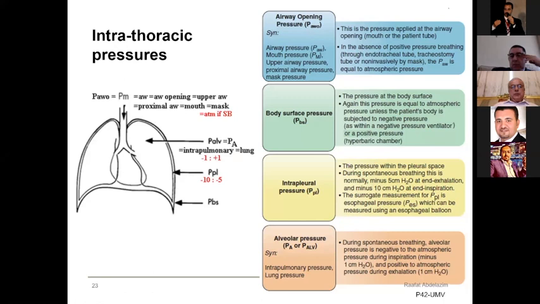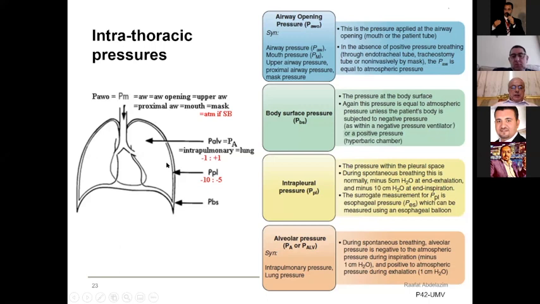This is usually, with spontaneous breathing, minus one centimeter of water during inspiration and plus one during expiration. This is normal quiet breathing. If the patient takes forceful inspiration, it will be minus two, minus three, minus four. Forceful expiration, it will be plus one, plus two, plus three, and so on.